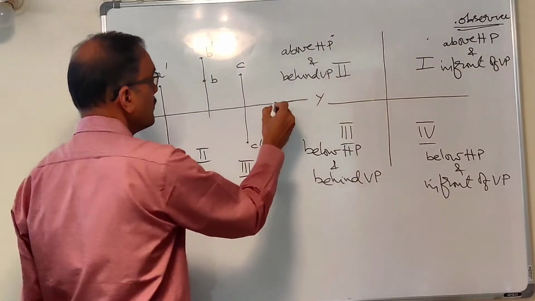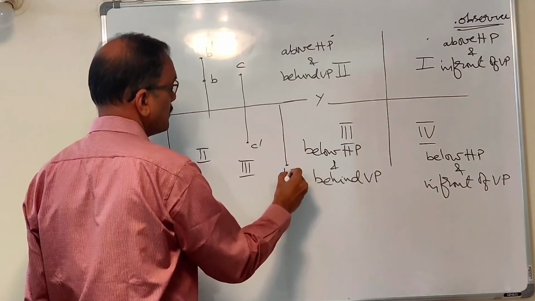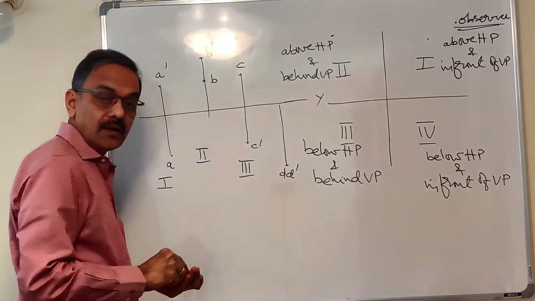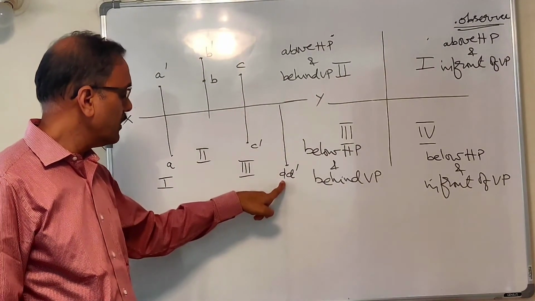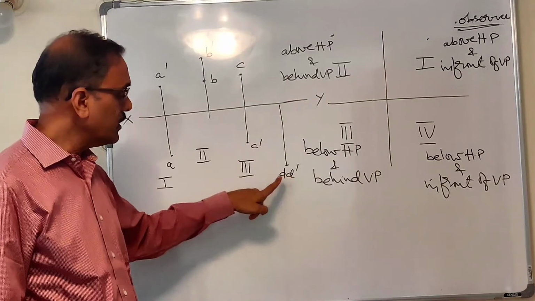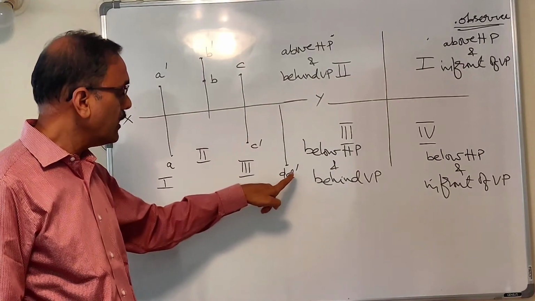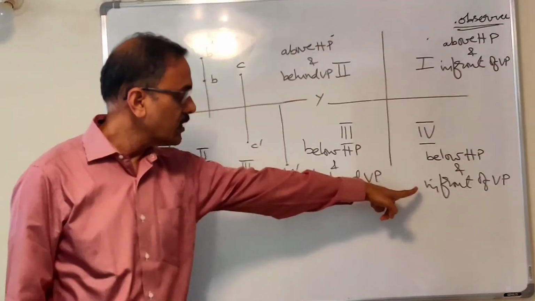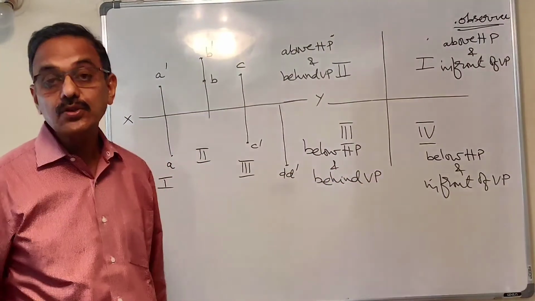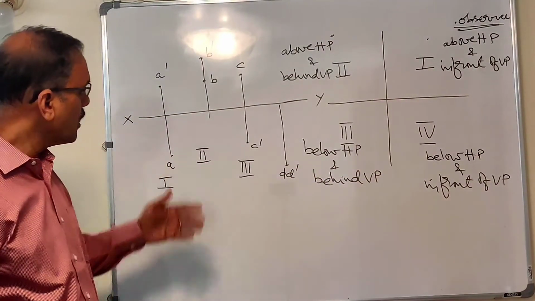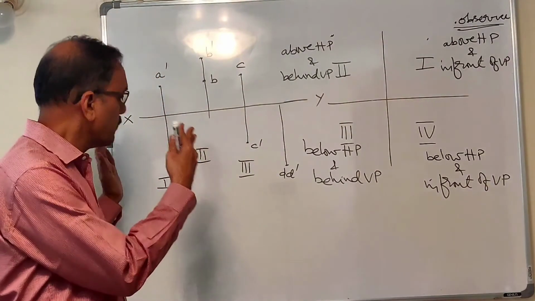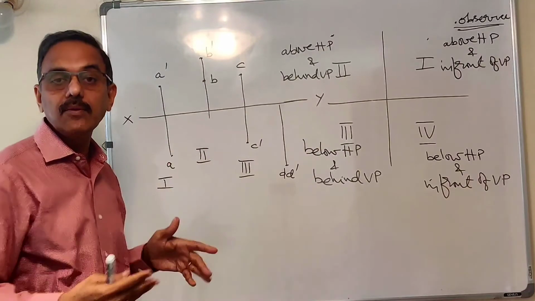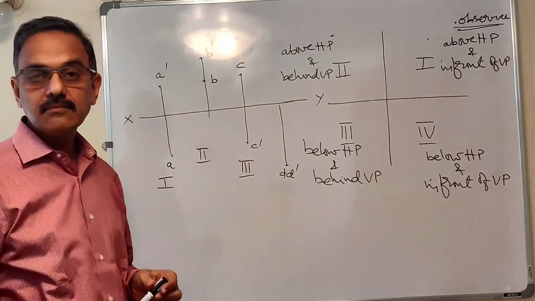And finally, D. D is in the fourth quadrant. It is in front of VP and below HP. Point D is in front of VP and below HP. So in front of VP and below HP is for the fourth quadrant. So this is how you can imagine when you are given the projections of a point. Now you are able to tell me in which quadrant the point lies.